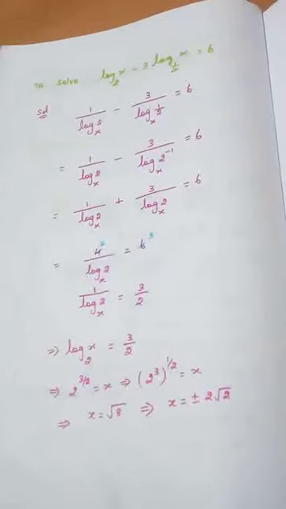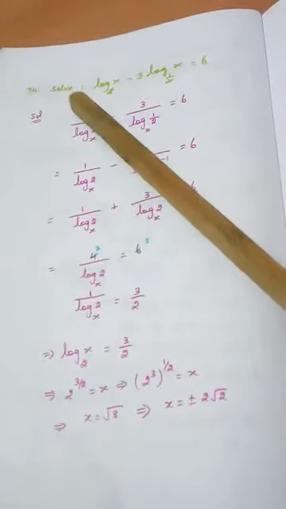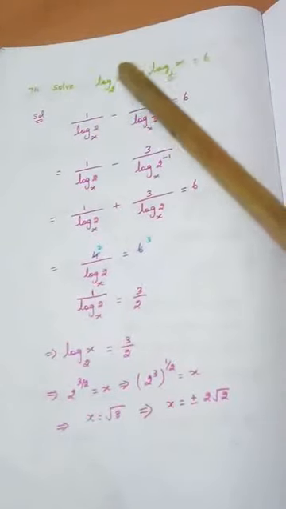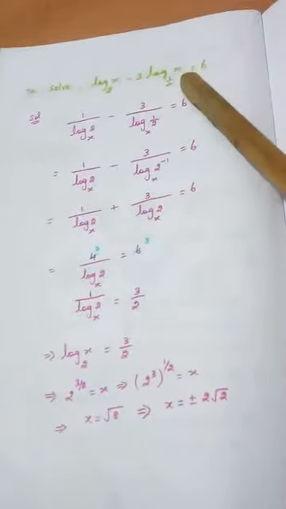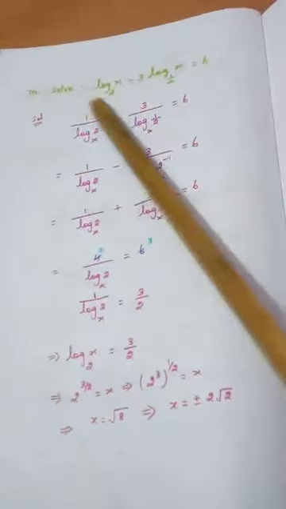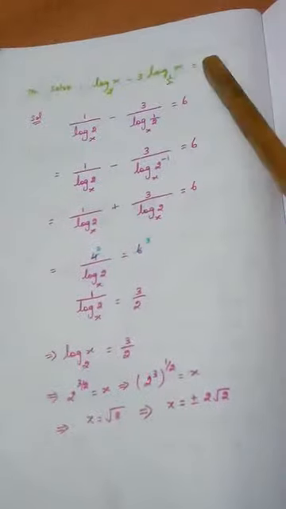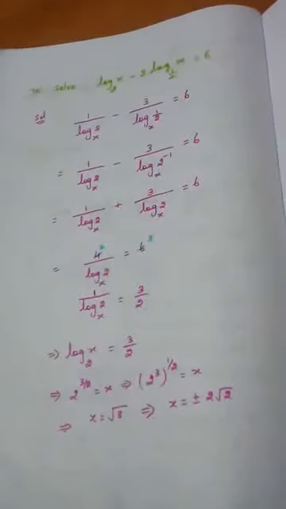Problem number 74. Solve. Solve means we have to find the value of x, that is the meaning. Log x base 2 minus 3 log x base 1 by 2 equal to 6. This is the condition given. Solve means find the value of x.